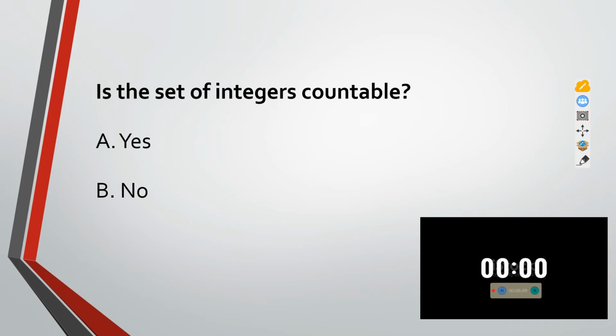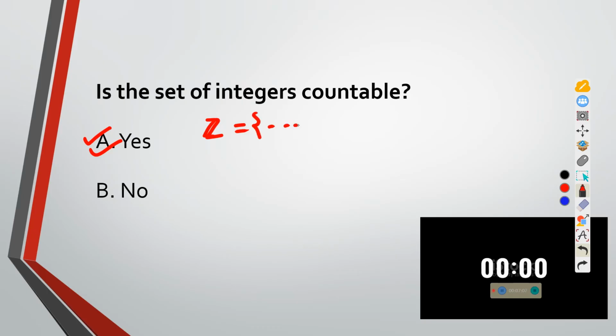So let us look at this question here. They are saying, is the set of integers countable? The answer is yes. The reason is because the set of integers, which can be written as this set here, is countably infinite. And for that case, it means there exists a bijection between this set here and the set of natural numbers.